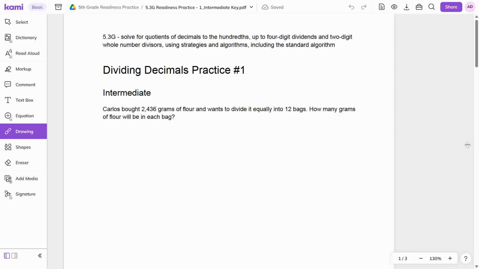Hello, and welcome to 5-Minute Math. Today we are looking at the 5th grade concept of dividing decimals. This is 5.3G Readiness Practice, the intermediate version.